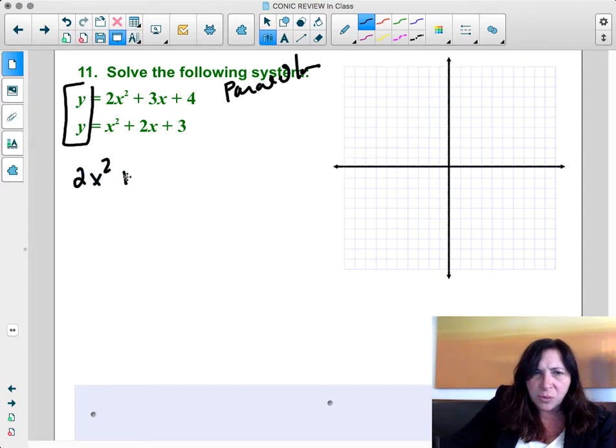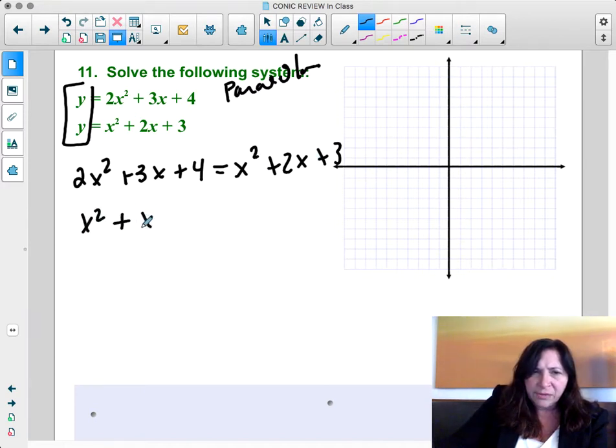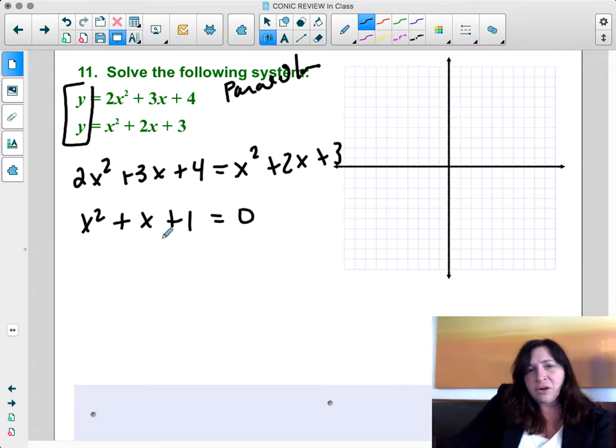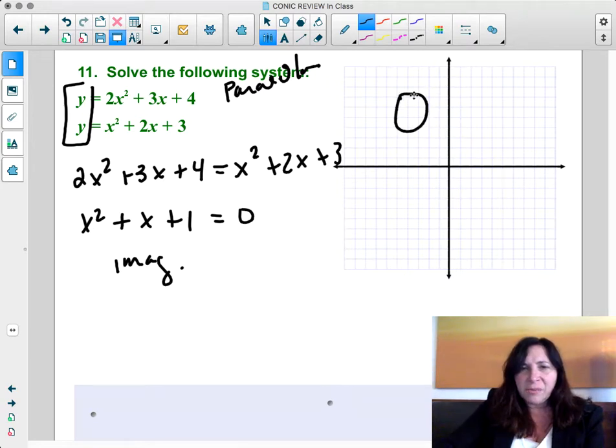So 2x squared plus 3x plus 4 is equal to x squared plus 2x, add 3. Subtract 1x squared, it's x squared. I'm going to move this 2 over. I get plus x. 3 over plus 1 is 0. Oh, this right here is imaginary. We're going to have imaginary solutions, which tells me that there's going to be no solution.